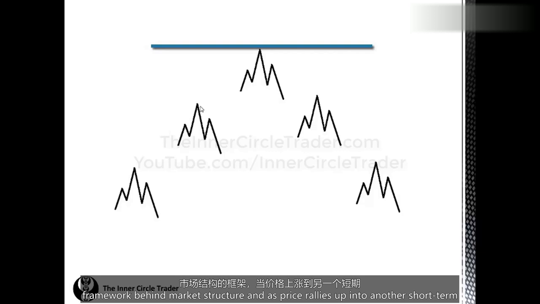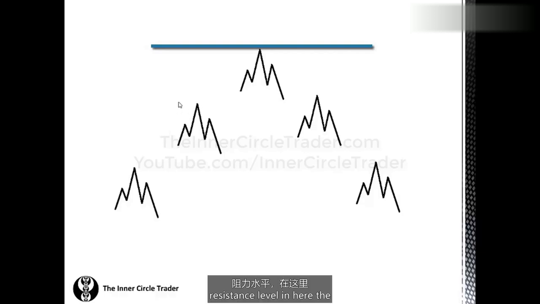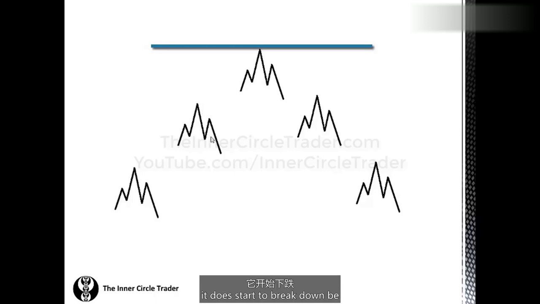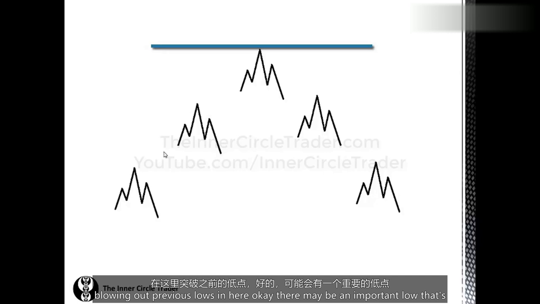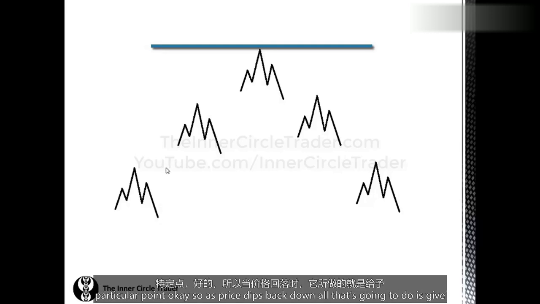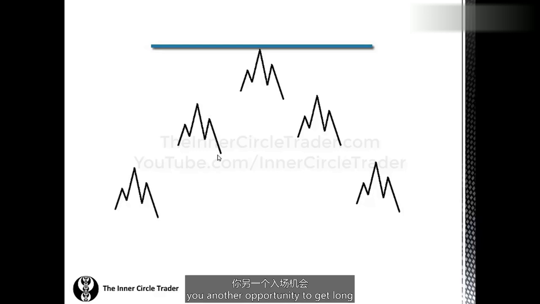And as price rallies up into another shorter term or intermediate term resistance level in here, price will hopefully find some support. Okay, but if it does start to break down, be comfortable with price coming back and blowing out previous lows in here. There may be an important low that's taken place, and trailing stop loss orders would be trailed up below that particular point. So as price dips back down, all that's going to do is give you another opportunity to get long.